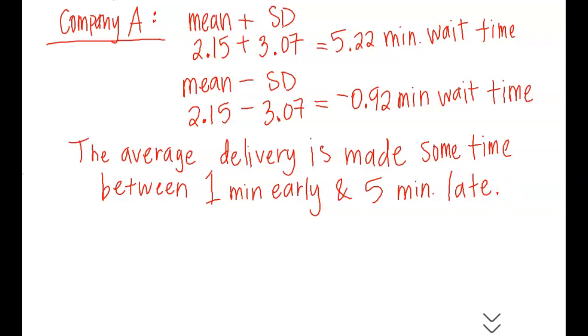Okay, so that's our report for which company? Company A. Good. So we did all, like I said, all the background calculations so that we could get to this part. The average delivery is made sometime between 1 minute early and 5 minutes late.